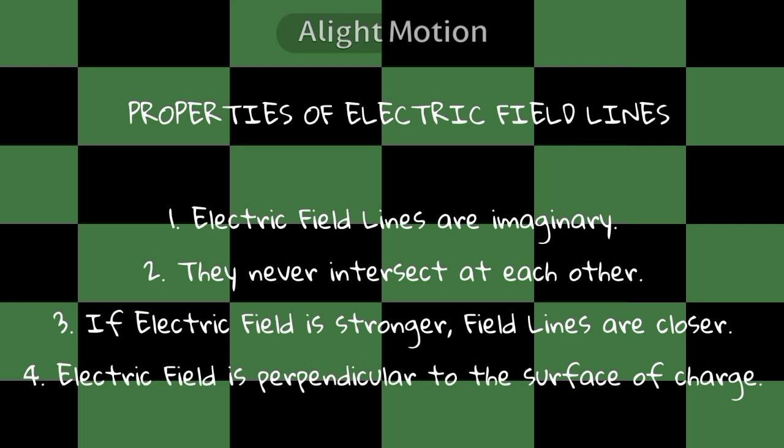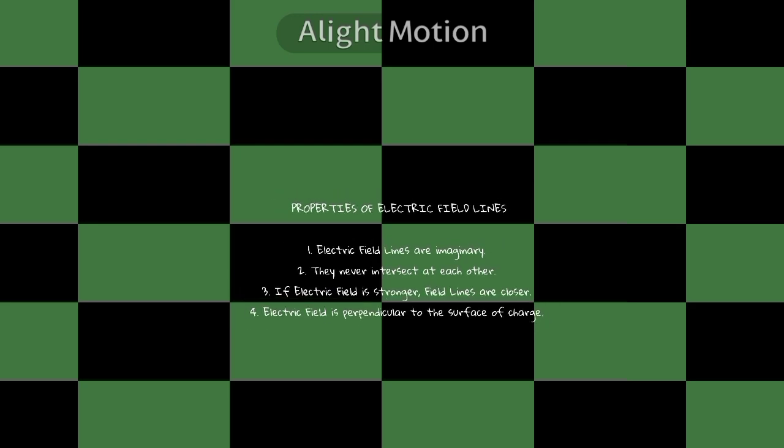Properties of electric field lines. First, electric field lines are imaginary. Second, they never intersect each other. Third, if the electric field is stronger, field lines are closer. Fourth, the electric field is perpendicular to the surface of the charge.